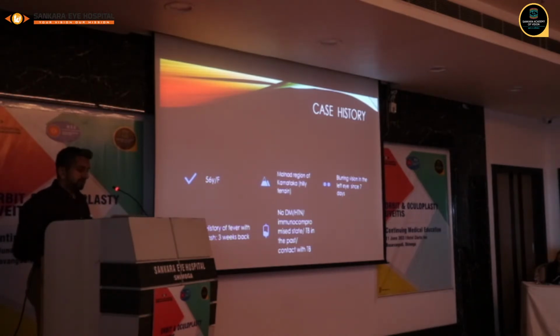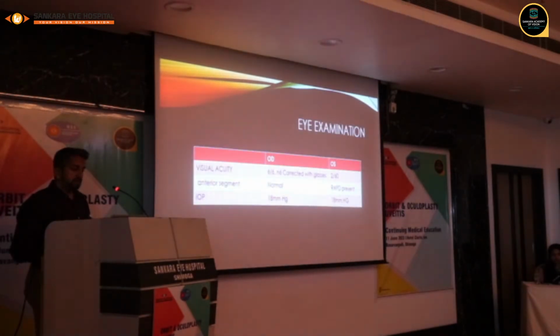So it's a 56-year-old lady with a history of fever, blurring of vision in the left eye since 3 days, a fever history dating back to 3 weeks ago from the time of presentation in your clinic. So she had a normal vision in the right eye, whereas the left eye had 2/60 at the time of presentation.